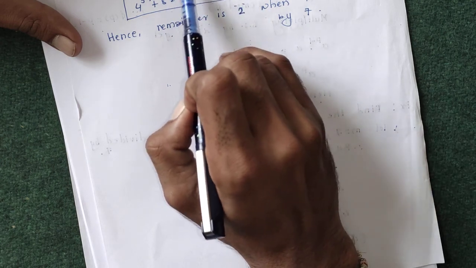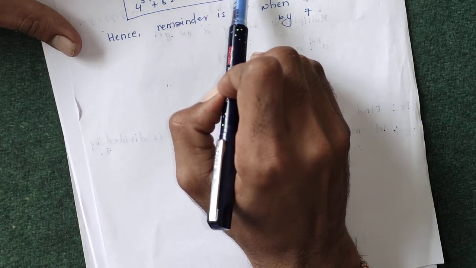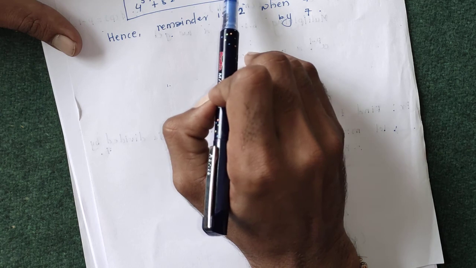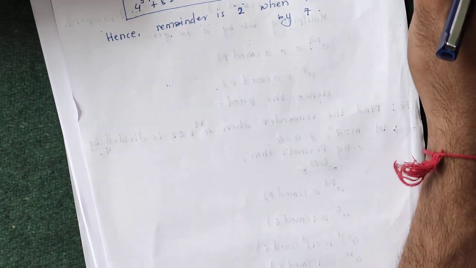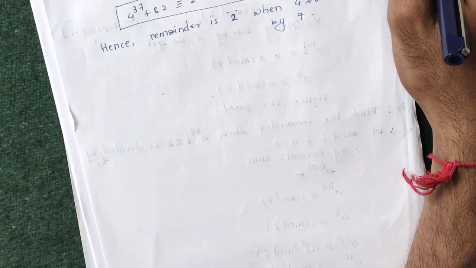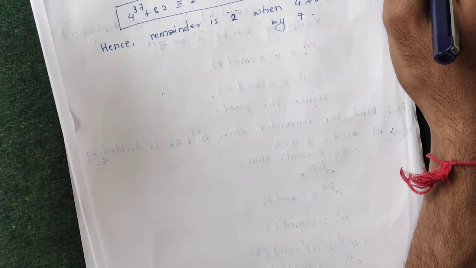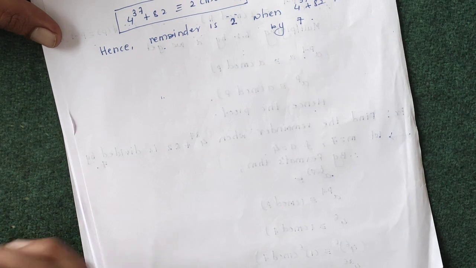If we divide any number by 7, then we must get a remainder less than 7. Here 9 is greater than 7. So this 9 is congruent to 2 modulo 7. So 2 is the remainder when 4 raised to 37 plus 82 is divided by 7. So this is the solution, that is, this 2 is the remainder.